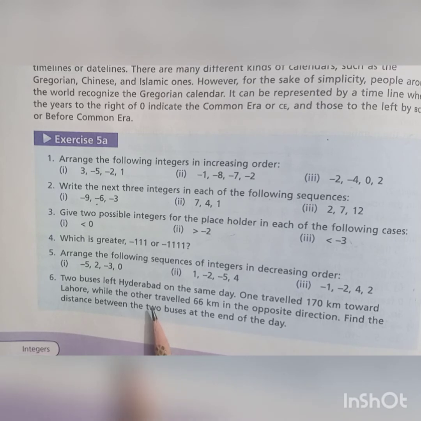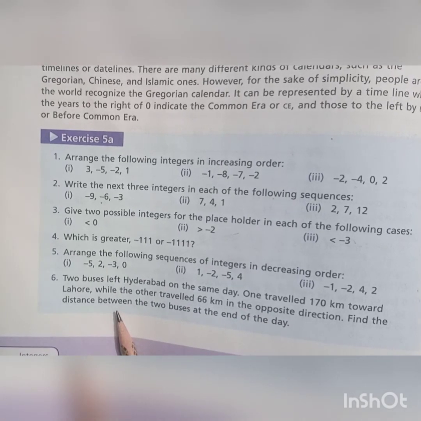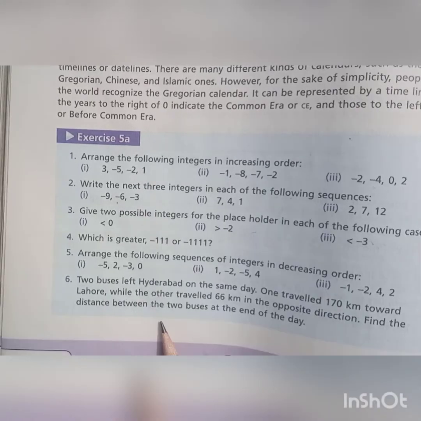अब जिस बस ने लाहौर की तरफ ट्रैवल किया है और जिसने ऑपोजिट ट्रैवल किया है उन दोनों का हमने क्या फाइंड आउट करना है, डिस्टेंस, टोटल डिस्टेंस फाइंड आउट करना है कि उन दोनों ने कितना डिस्टेंस कवर किया है, मीन्स के उन दोनों बसेस के दरमियान अब डिस्टेंस कितना है.